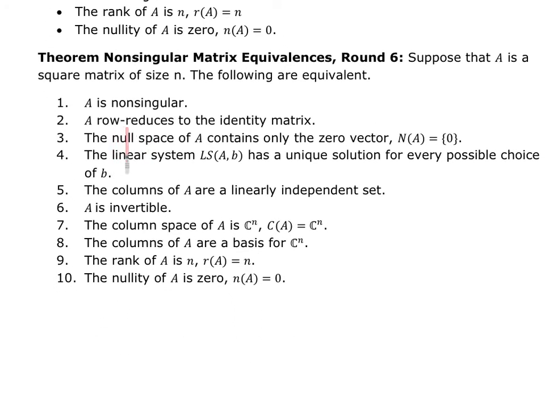So these are all equivalent. A must row reduce to the identity matrix. The null space of A contains only the 0 vector. The linear system has a unique solution. The columns of A are linearly independent. A must be invertible. The column space of A, Cn, must be Cn. The columns of A are the basis for Cn, or R if we're talking about real numbers. The rank of A must equal the number of columns, and the nullity, in other words, the dimension of the null space, must be 0.